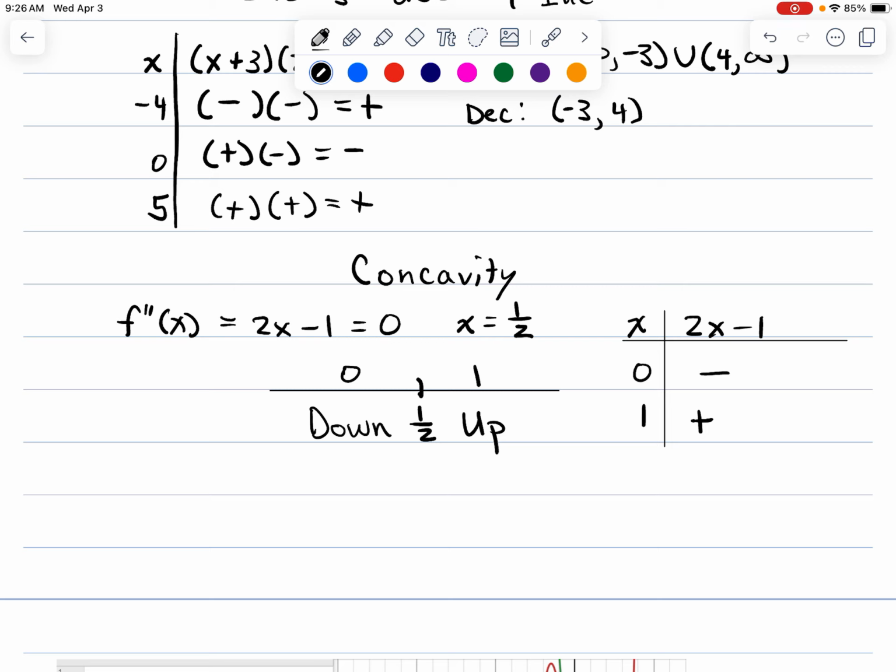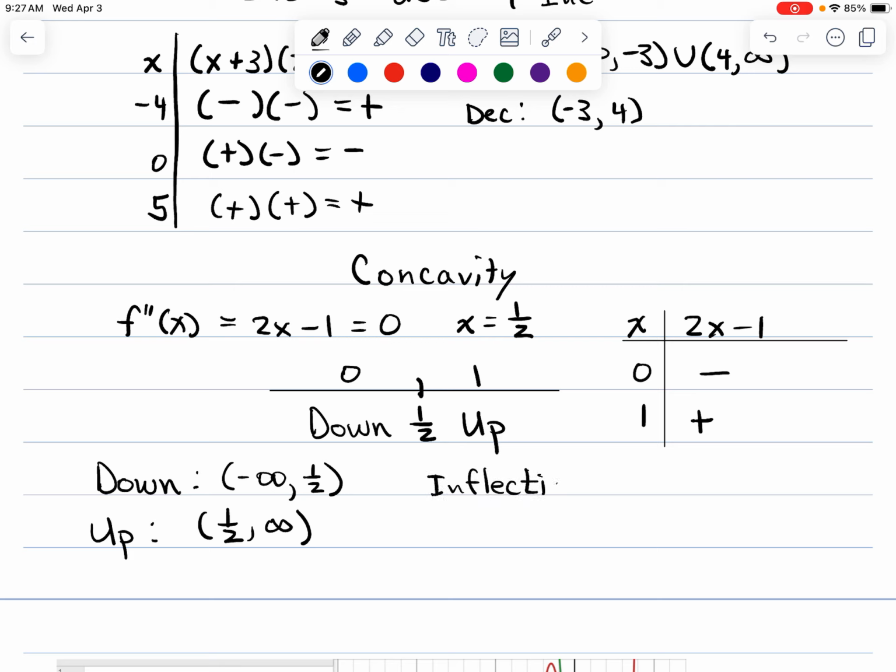So it's concave down from negative infinity to 1/2. It's concave up from 1/2 to infinity. And the inflection is at x equals 1/2. That's where it occurs. So the inflection point would be 1/2 comma f of 1/2. That's actually the inflection point. But the inflection occurs whenever x equals 1/2.